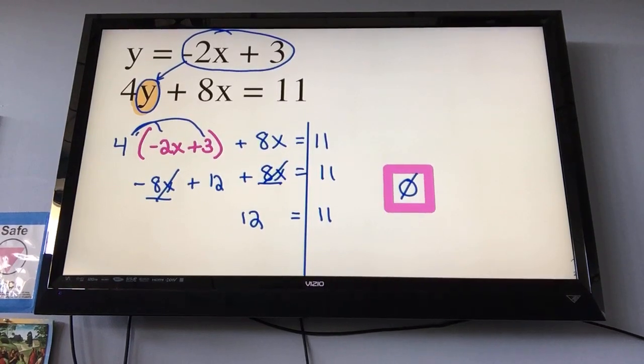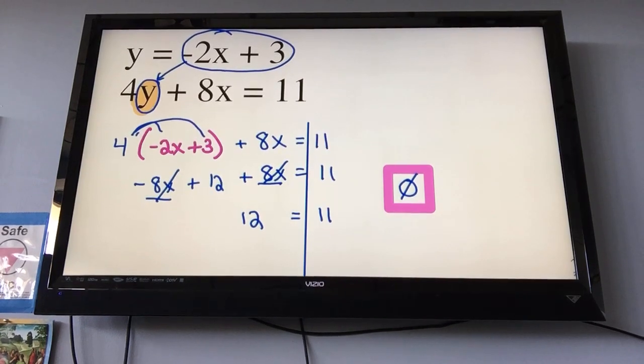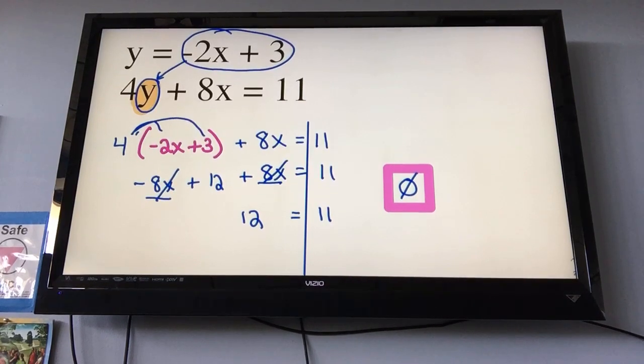Now let's see if you can make this connection. Had I done the same question by graphing on my calculator, what would have happened? No solution. What would the lines have been? Parallel. Very good. Had I done that same question like the quiz you got back today, graphing on the calculator, then I would have had parallel lines and I would have had no solution. Very good.